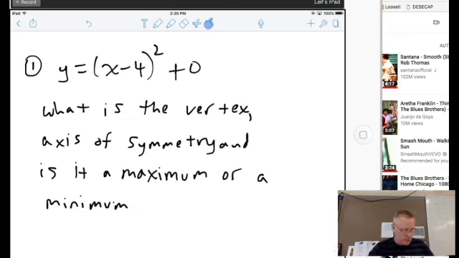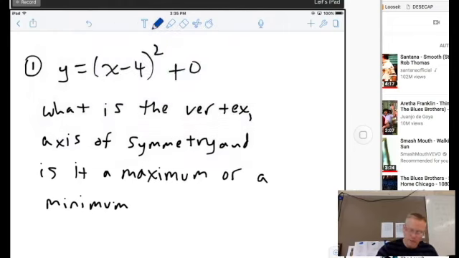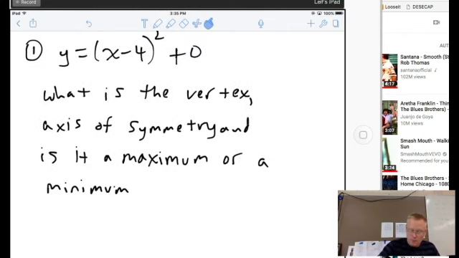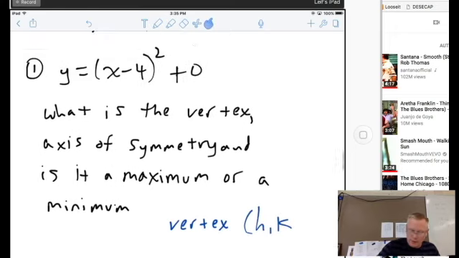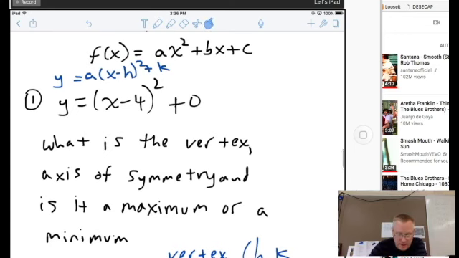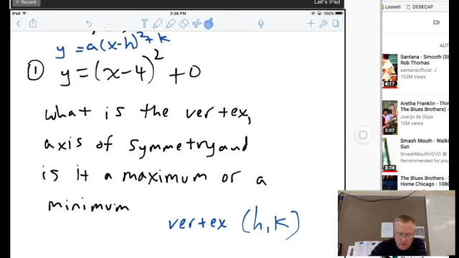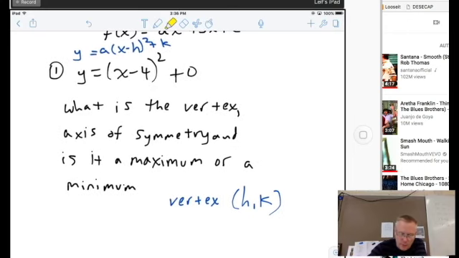All right, so let's see. Let's start with the vertex. So the vertex is (h, k), and if I put that equation right above this here, a times (x minus h) squared plus k, you can see pretty quickly that h is 4, and it's positive 4, because they're both subtractions there.